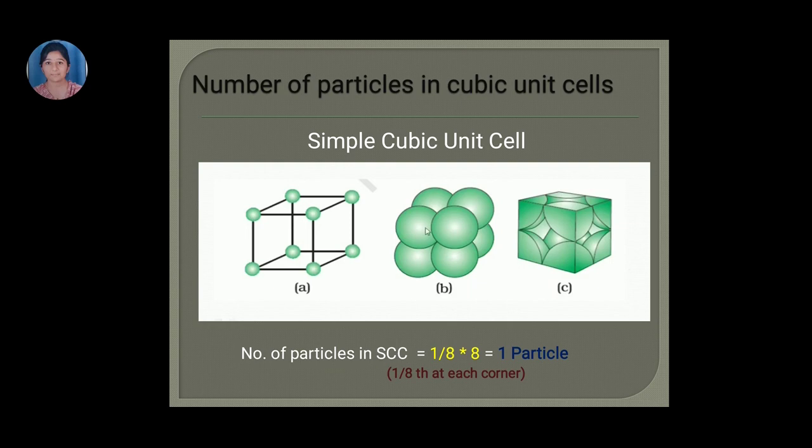That means the particles are arranged at the corners such that 1/8 part of an atom is present at each corner, and there are total 8 corners, so 1/8 multiply by 8, in all we get one particle. So in simple cubic unit cell, overall one particle is present.